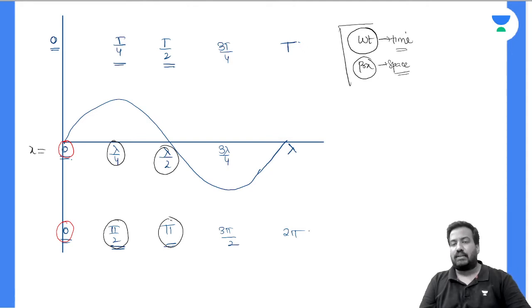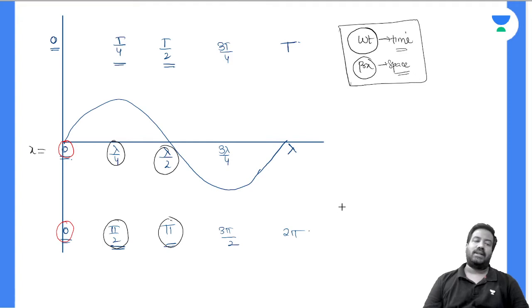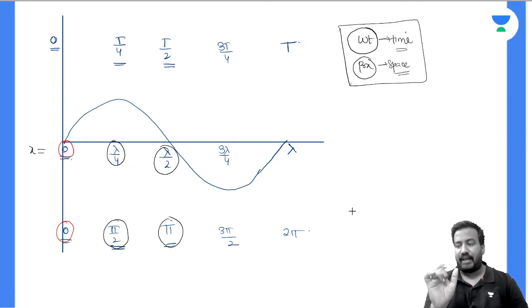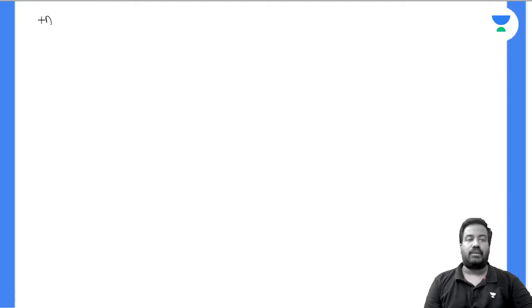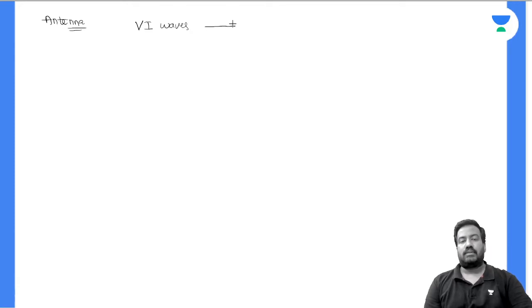And a wave is one which changes its phase with respect to both space and time. So, in any wave equation, we need to have these two terms, omega t and beta x. And the one that generates this kind of wave is an antenna. What will an antenna do? An antenna will convert V-I waves into EM waves.